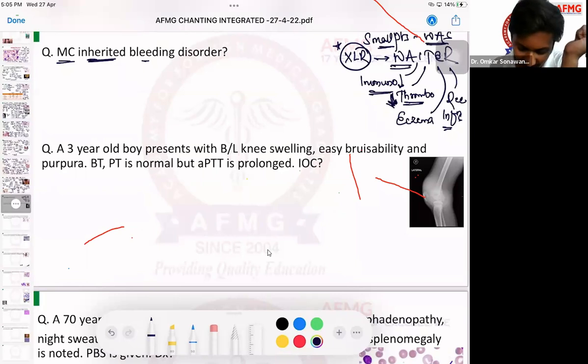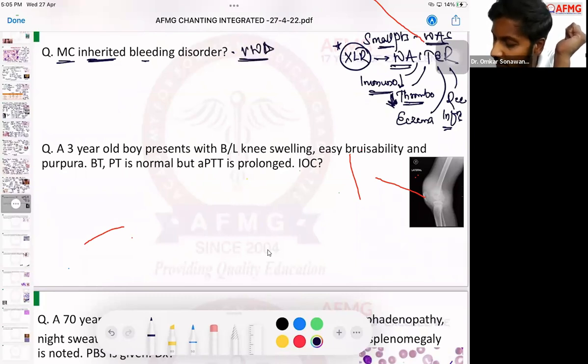Just let me complete this. The most common inherited bleeding disorder is von Willebrand disease. As I know, in von Willebrand disease there is a deficiency or dysfunction of von Willebrand factor, and this factor helps attach the platelet to the endothelium, right? So please remember von Willebrand factor.